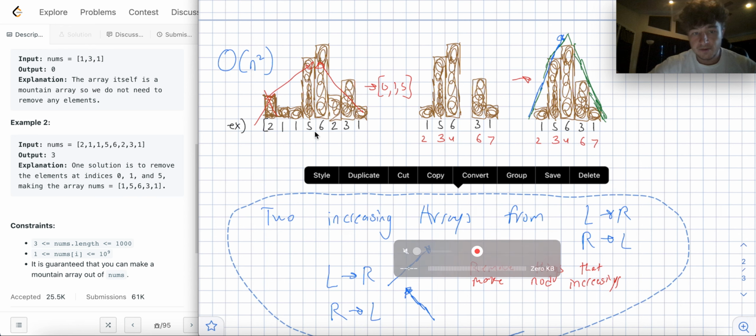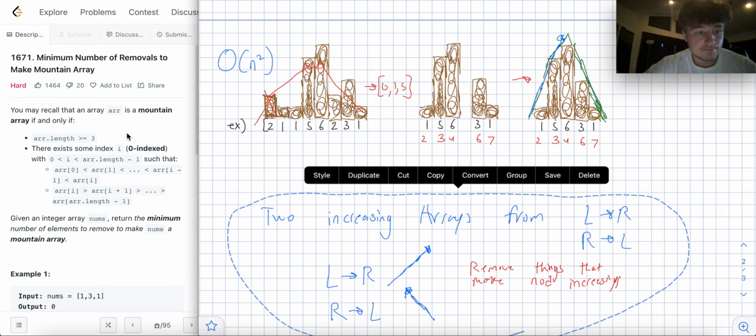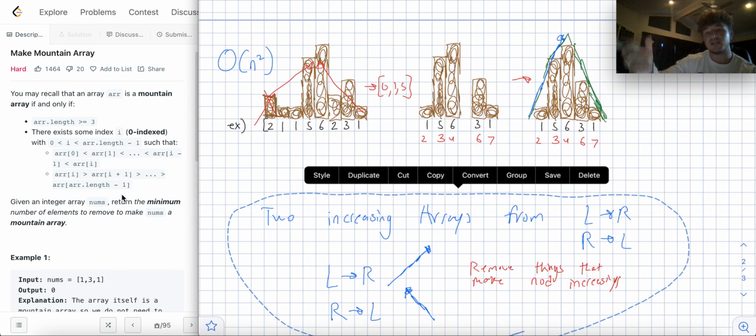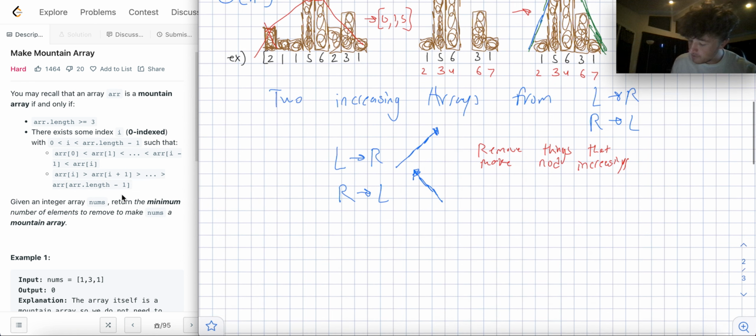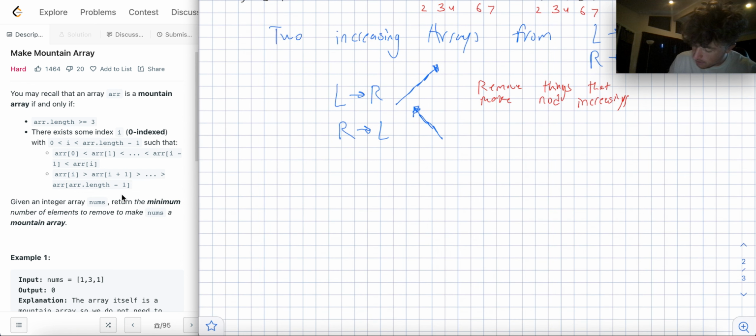So how is that the same problem? Well, we're trying to find the minimum number of elements to remove, right? And another point here is that minimum to remove is logically equivalent, using something I learned at school, to maximum to keep.